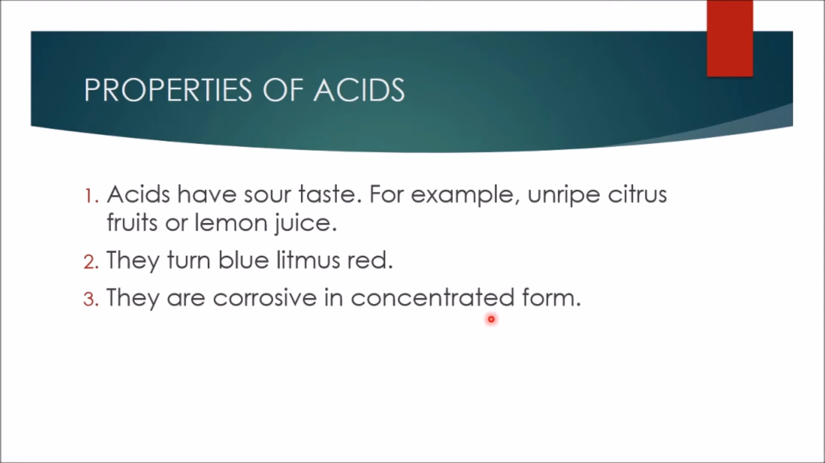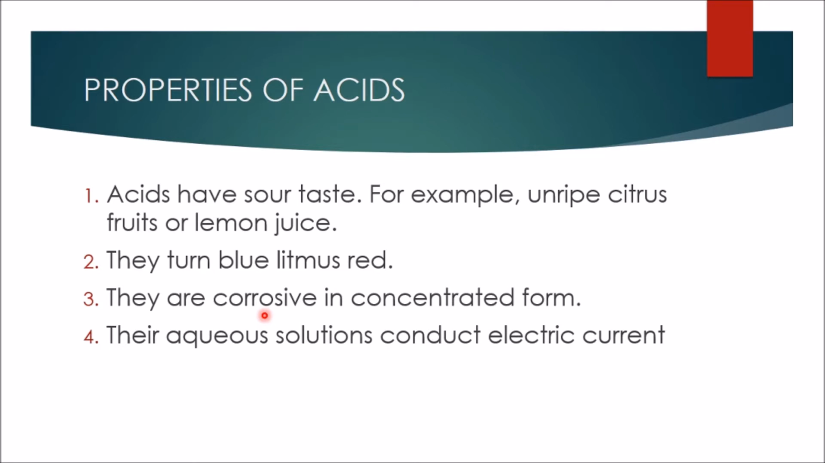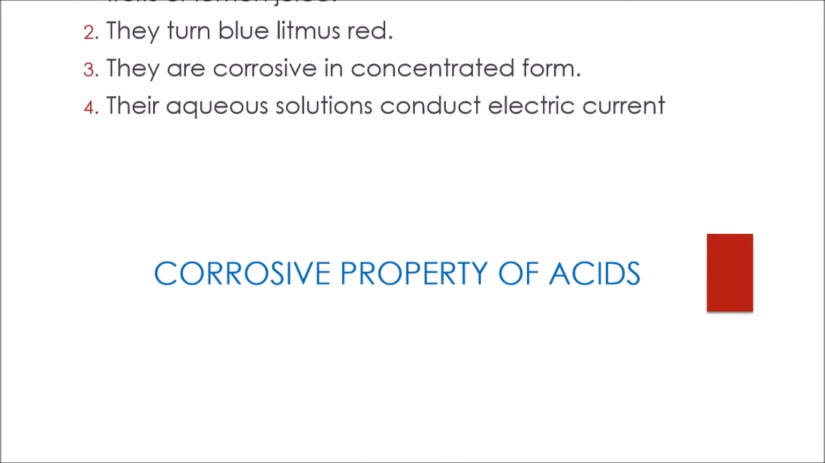They are corrosive in concentrated form. Corrosive means damaging, and in concentrated forms, very concentrated acids are very dangerous. They are very corrosive. Wherever they drop, they can burn that. For example, they can burn metal, they can burn skin, they can burn fabric. The aqueous solutions of all the acids are good conductors, and they conduct electric current, okay? So whenever you pass electric current through an acid solution, it conducts the electricity because acids are electrolytes.